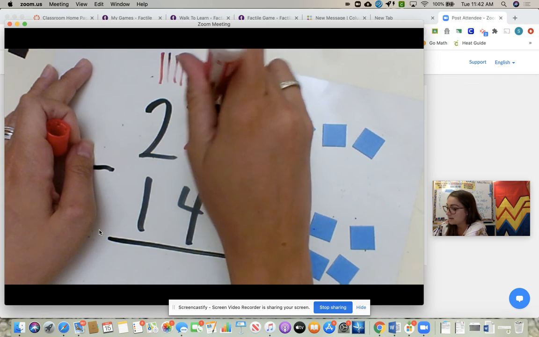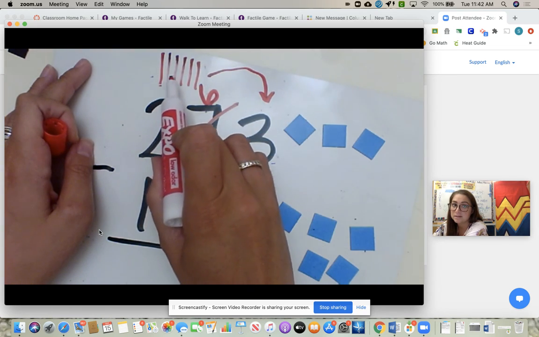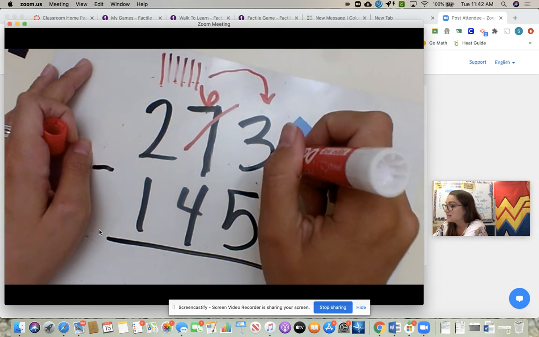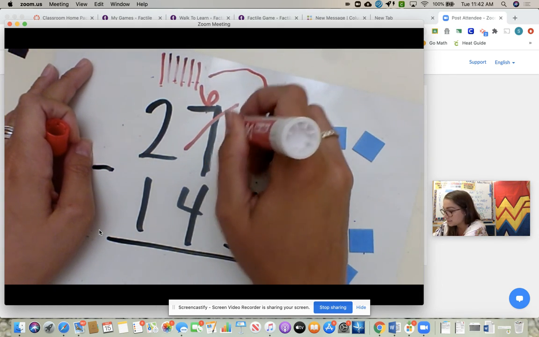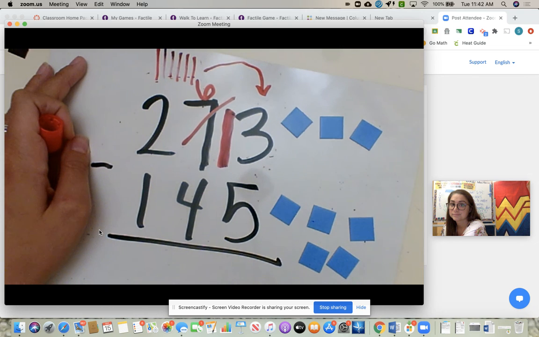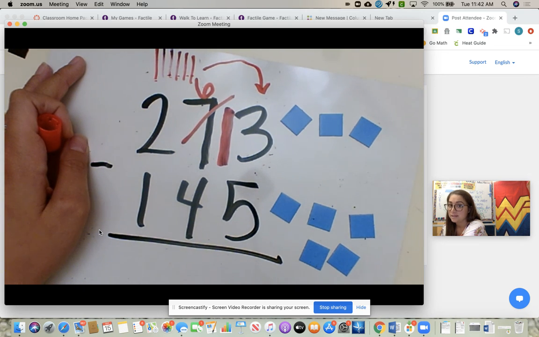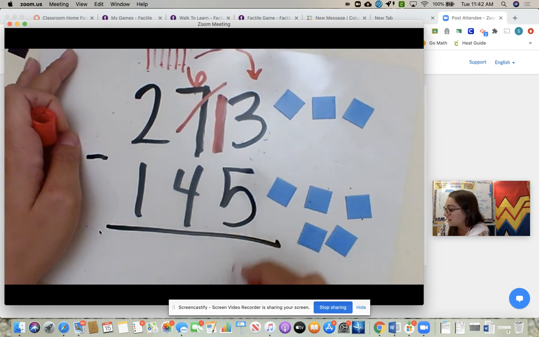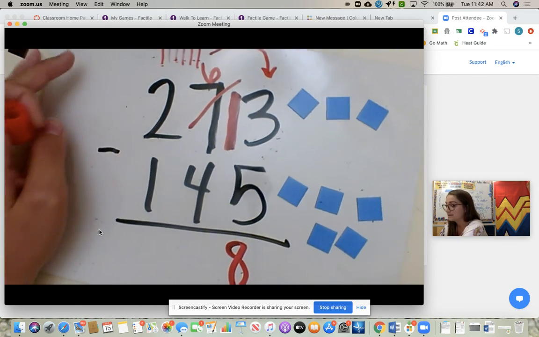Your 7 now becomes a 6 because now I only have 1, 2, 3, 4, 5, 6. This 3 now becomes a 13, and then you subtract, okay? So you do 13 subtract 5, we have 8.